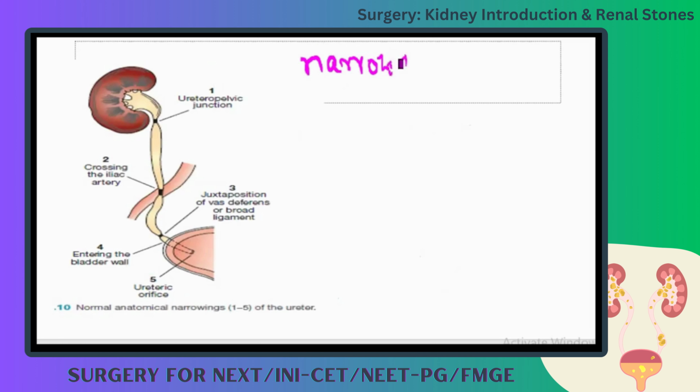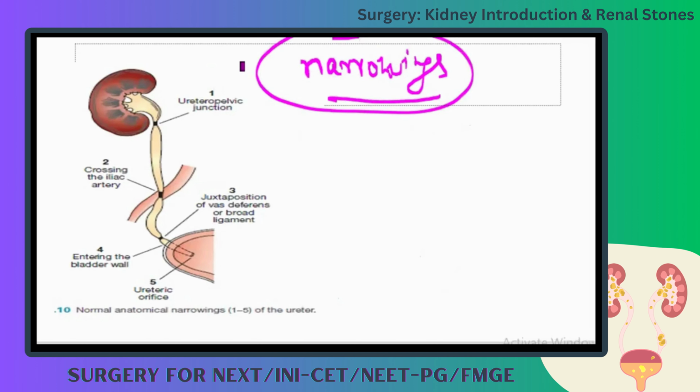Narrowings of ureter. In anatomy, we will see some anatomical narrowings. They are not pathological, they are just anatomical narrowings. So what is the importance of these narrowings? Why should we know about these narrowings? It's the point where the stones could be lodged. Very good. So see, whenever there is a narrowing, the stones are prone to lodge there.